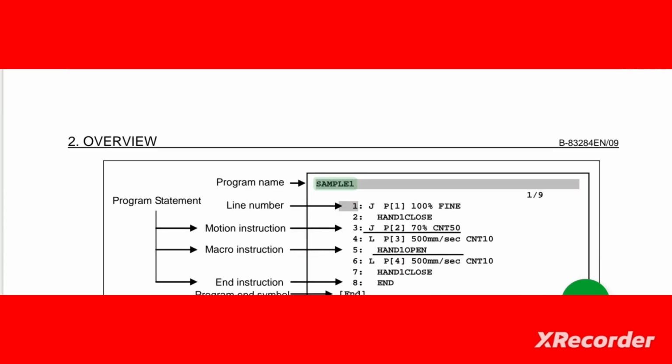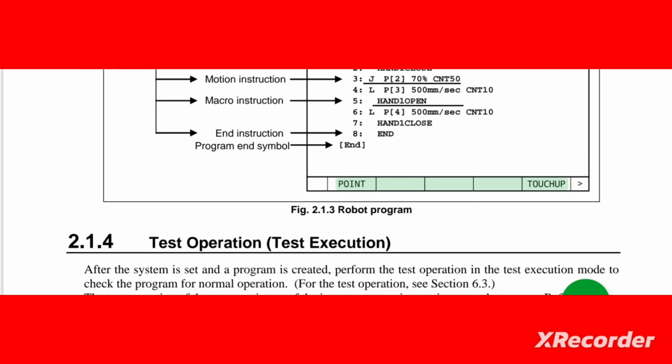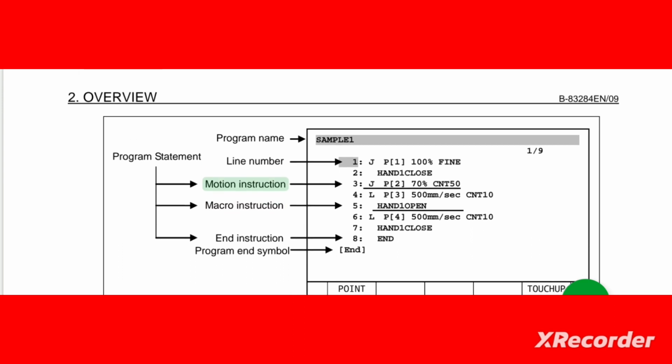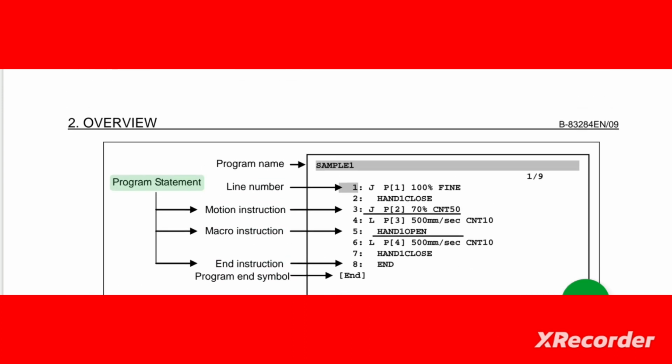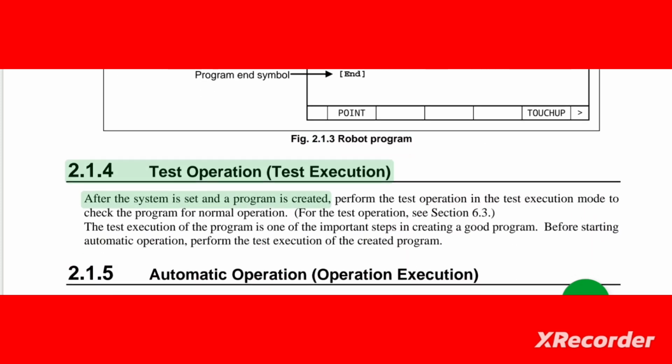B-83284EN/09, Overview. Sample 1, 1/9. 1: J P[1] 100% FINE; 2: Hand 1 close; 3: J P[2] 70% CNT50; 4: L P[3] 500 mm/sec CNT10; 5: Hand 1 open; 6: L P[4] 500 mm/sec CNT10; 7: Hand 1 close; 8: End. Point touch up. Program name. Line number. Macro instruction. Motion instruction. End instruction, program end symbol. Program statement. Fig. 2.1.3 Robot program.